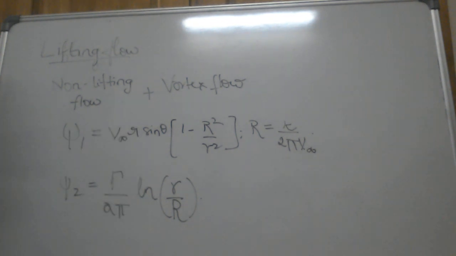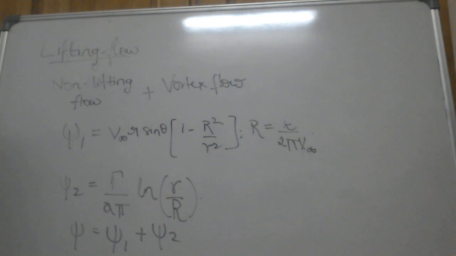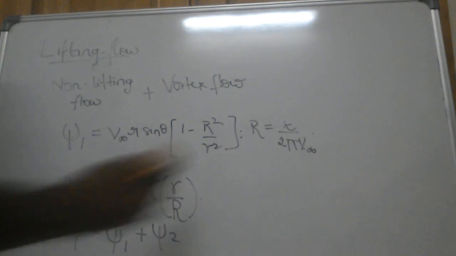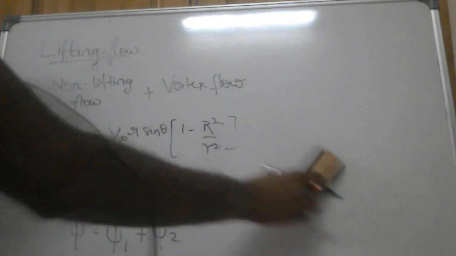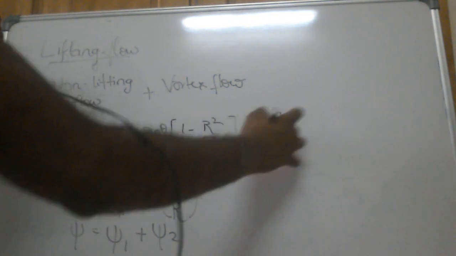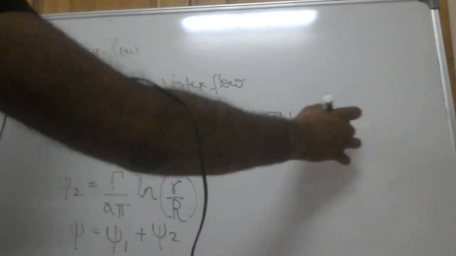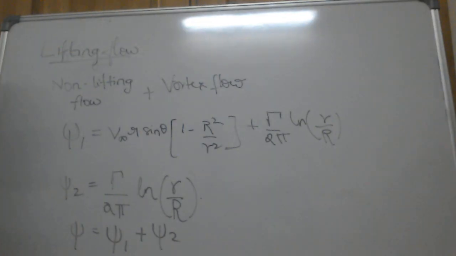So I just add these two. What I do is psi equals psi 1 plus psi 2. So what I would get is therefore plus gamma by 2 pi ln of r by R. This is psi.